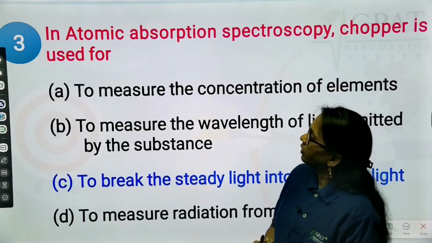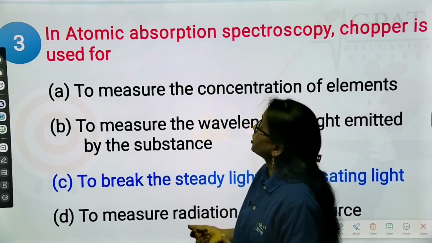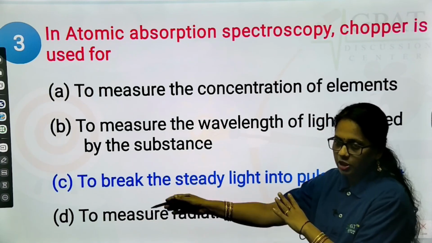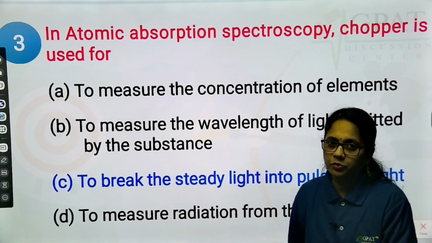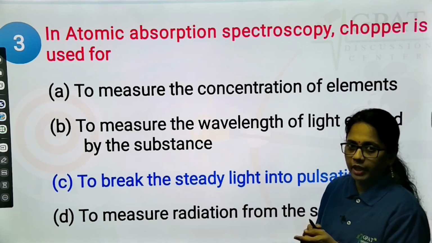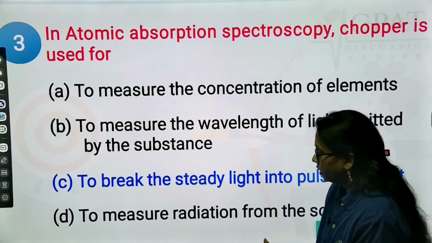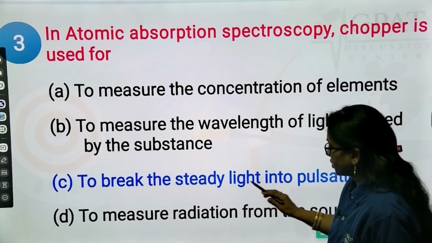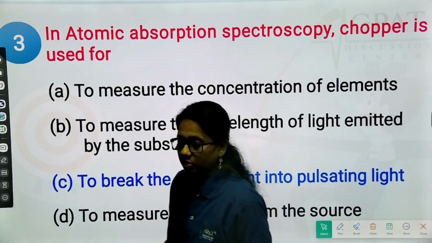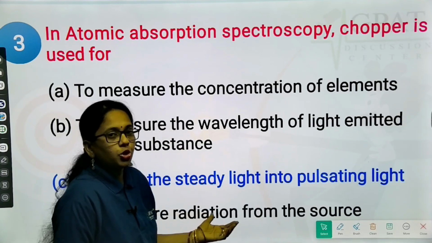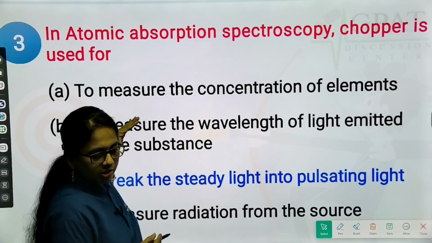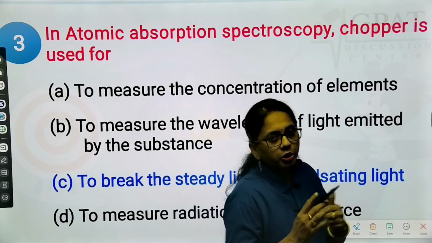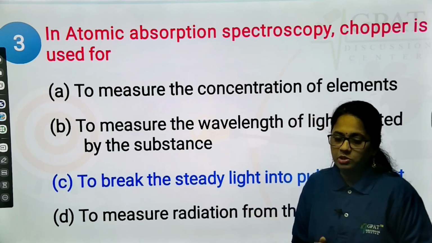And third question, in atomic absorption spectroscopy the chopper is used. Again, the same question we have seen. So with the chopper, what are we getting? The total minus the absorbed light. Whatever is not absorbed remains, and thereby you get the exact absorbed radiation. So breaking the steady light into pulsating light is also one of the advantages. Steady light just passing through the flame may not be completely absorbed, so in order to create the pulses, the chopper is also helpful.